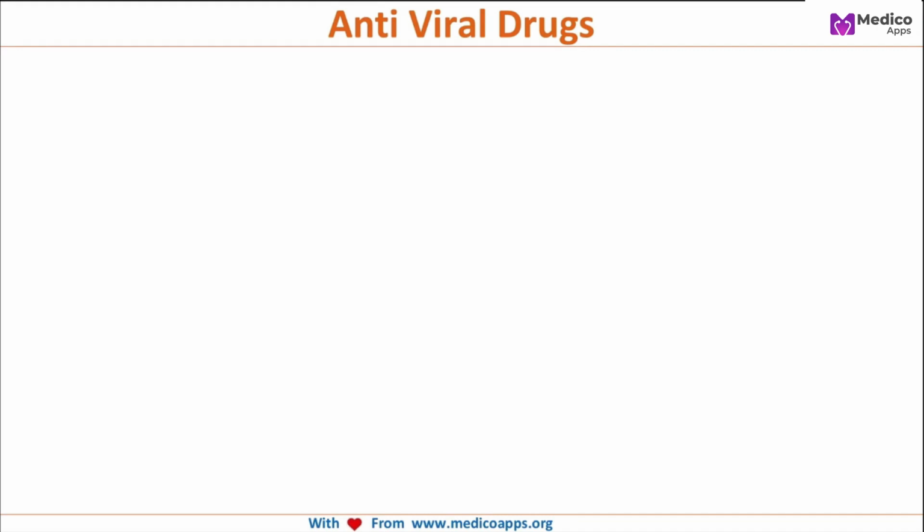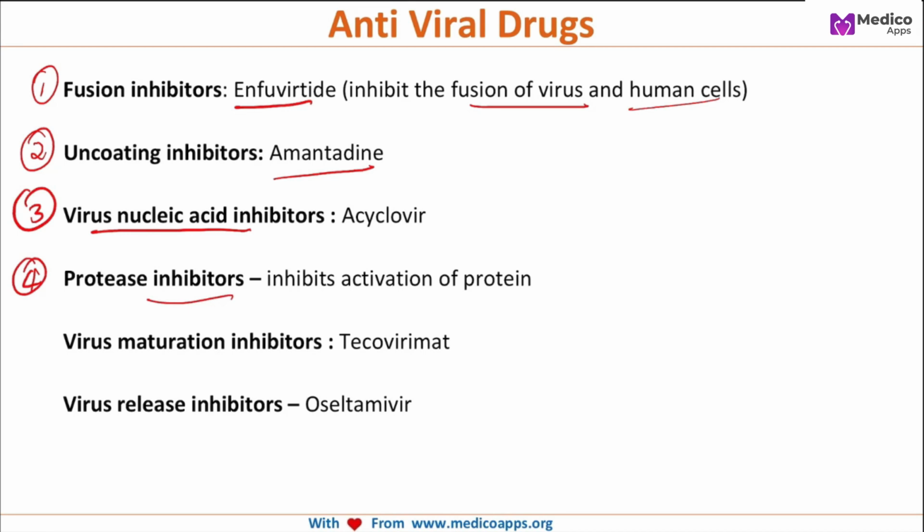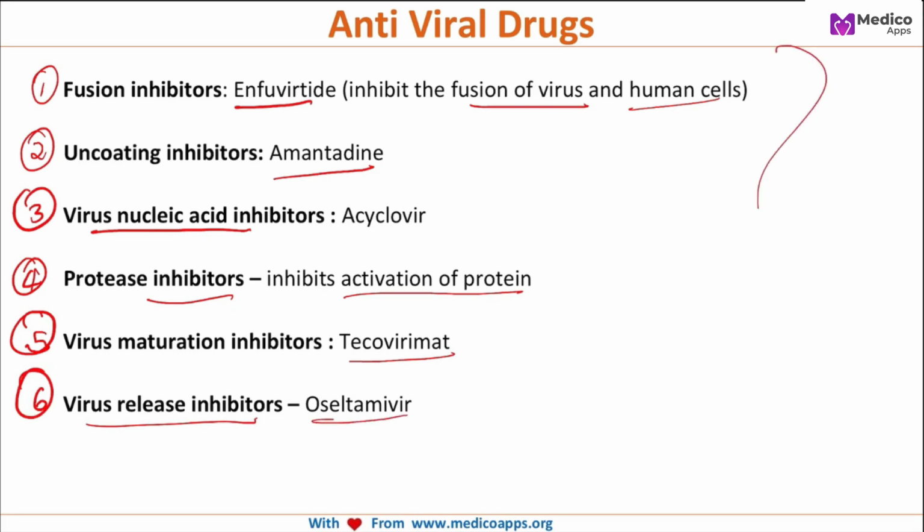So, which are the various drugs which act as inhibitors at various levels of viral multiplication? The first one are fusion inhibitors. This is enfuvirtide. It inhibits the fusion of the virus with the human cell. Then uncoating inhibitors include amantadine. Then virus nucleic acid inhibitors include acyclovir. Protease inhibitors inhibit the activation of protein. Then virus maturation inhibitors include tecovirimat, and virus release inhibitors include oseltamivir. Okay, these are the various antiviral drugs that are used.